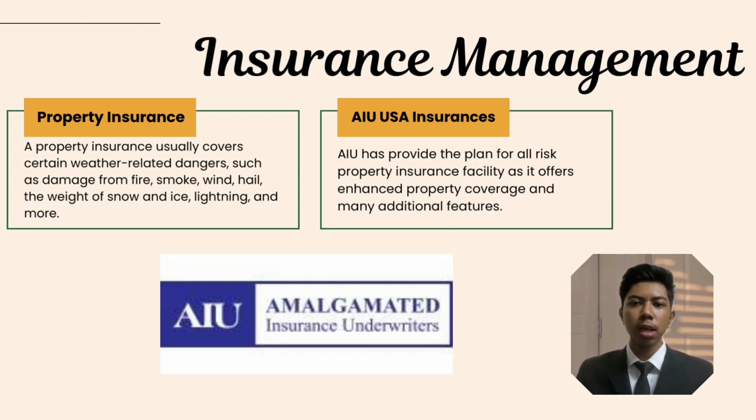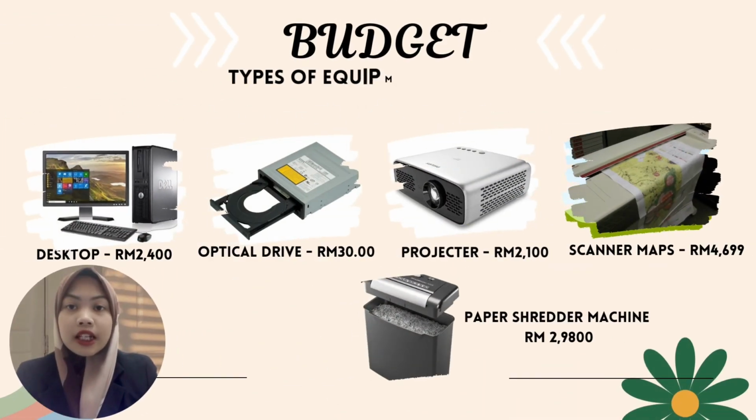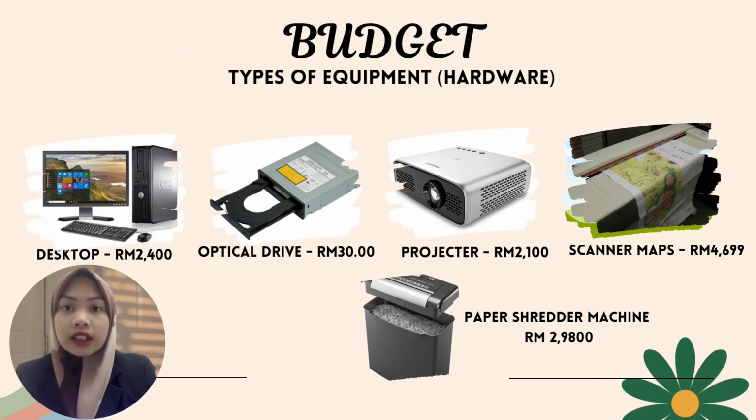We would like to choose AIU, which is Amalgamated Insurance Underwriters from the USA, where it has what it takes in order to provide protection for the property. Budget for types of equipment of hardware. For the desktop, the budget is within RM 2,400. Optical drive, 30 ringgit. For projector, 2,100. Then scanner maps RM 4,699. And paper reader machine RM 2,918.